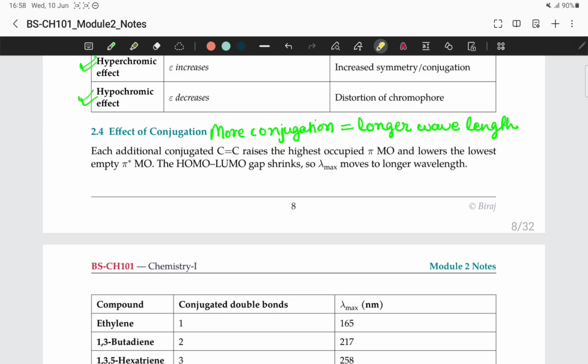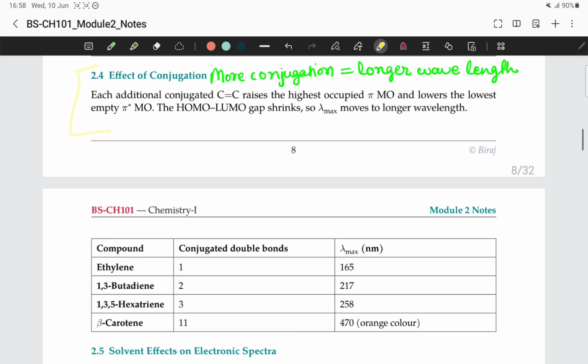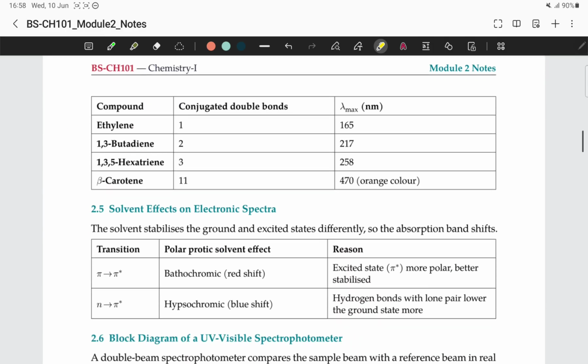That means you need what? Lesser energy required for transition, meaning it absorbs longer wavelength. This is the whole factor of conjugation. See, here I have mentioned some compounds such as ethylene, 1,3-butadiene, 1,3,5-hexatriene, beta-carotene as well.